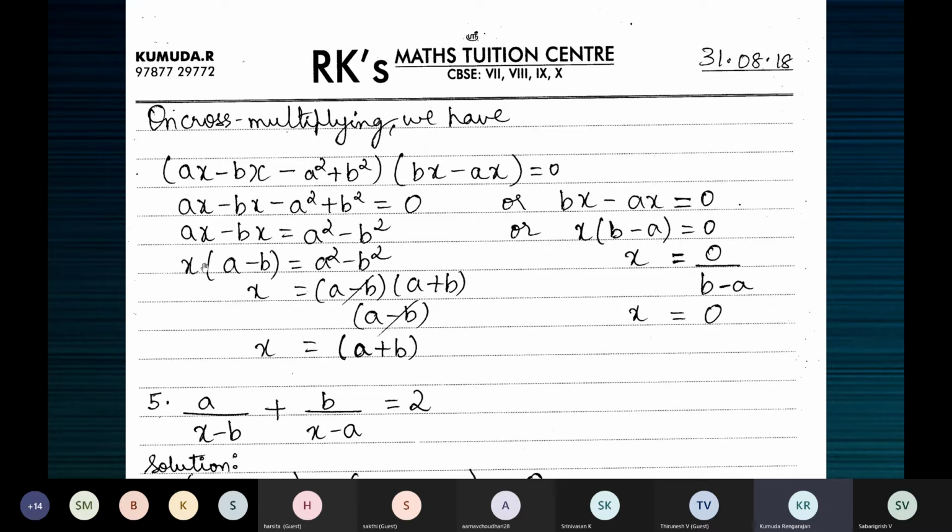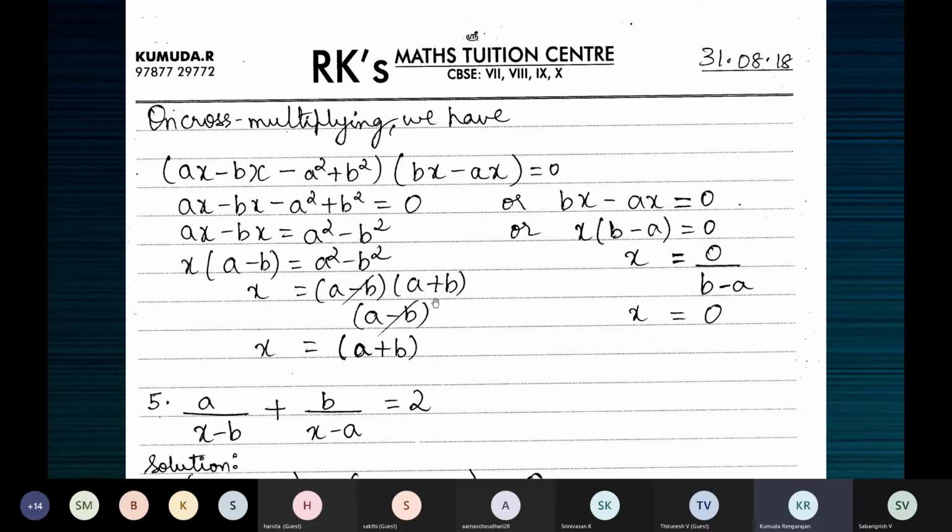So here take out X common now. Only then you can solve for X. X is common of A minus B is equal to A square minus B square. So X is equal to A square minus B square, which is A plus B into A minus B.